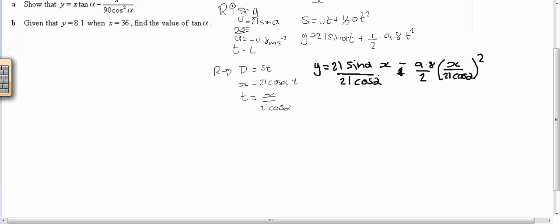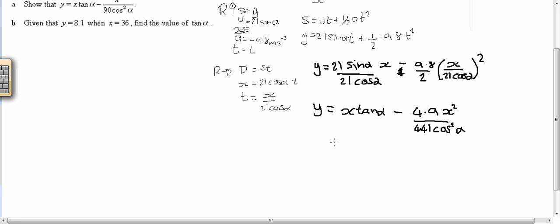So simplifying this, we've got y equals, well, the 21's cancel, and sine alpha over cos alpha, that's tan alpha. So we've got x tan alpha minus 4.9 x squared, so 4.9 is 9.8 over 2, x squared over 21 squared, which is 441 cos squared alpha.